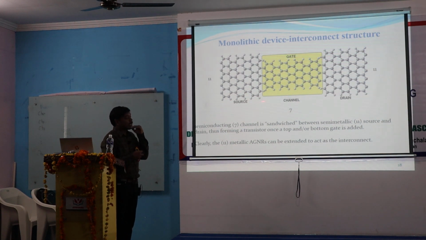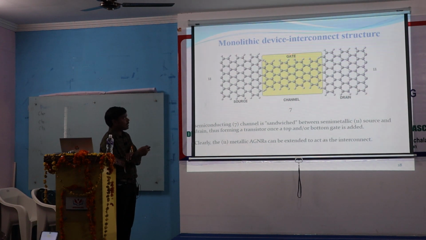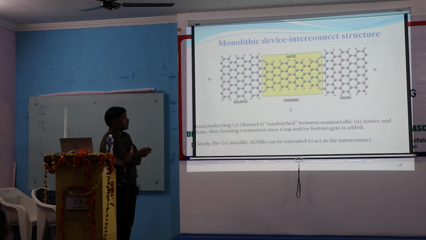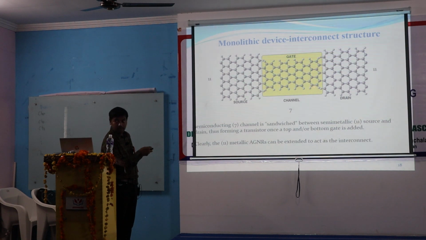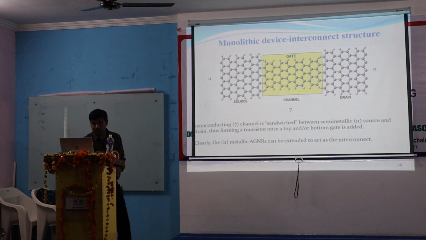So this is the thing that we are discussing, right? For transistor and interconnect, you need not use two different materials. You just use graphene. This part is acting as a transistor, and this part is acting as an interconnect. Why? Because here the count is 11 and here the count is 7. Here the atom count is 7, which is not of the form 3p plus 2, so it is a semiconductor, and this is a conductor. Semiconductor and conductor, everything you are doing using graphene itself. It is a very good thing.